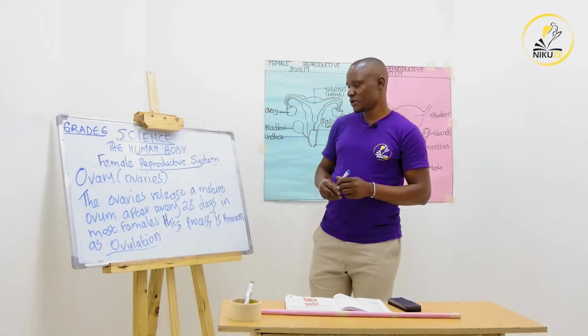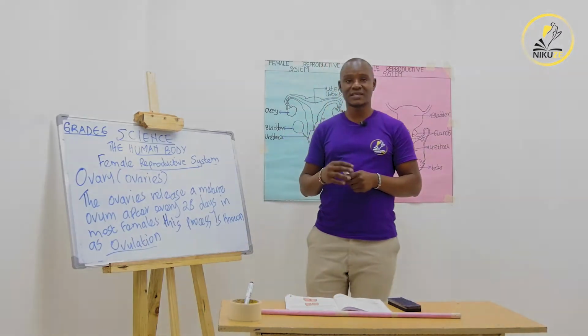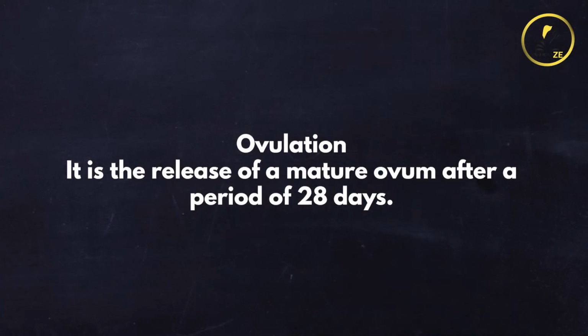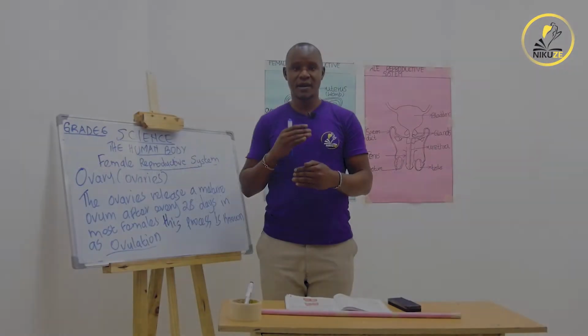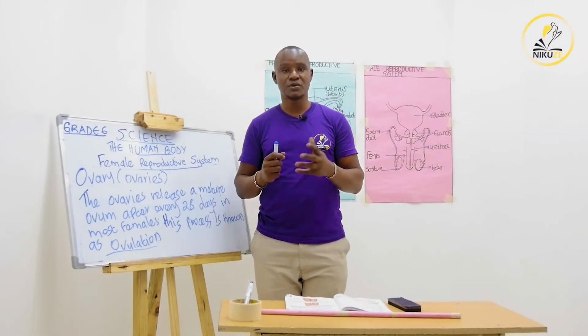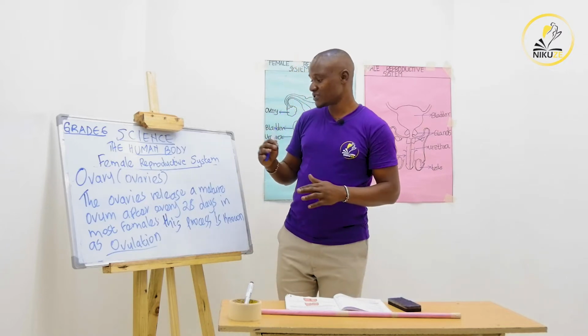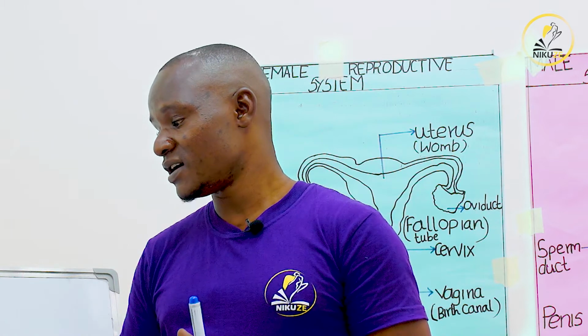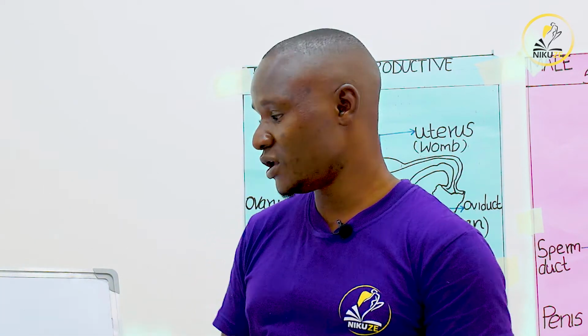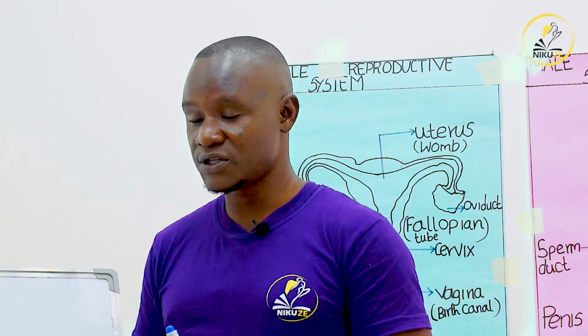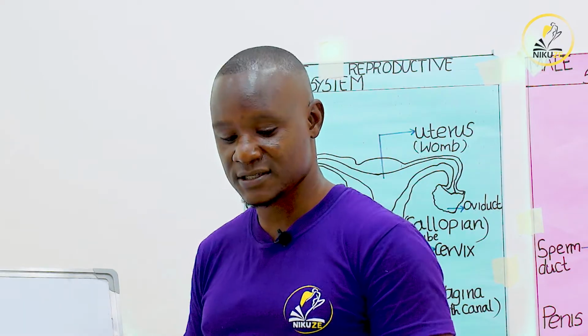Ovulation. If you ask what is ovulation, you have to know that it is the release of a mature ovum after a period of 28 days. This normally happens after every 28 days, so it means that every month you have to undergo menstrual flow. That is when you reach maturity, the transformation from the child to puberty stage, whereby you start experiencing some of the things that you may not have been undergoing in your childhood. So when you start seeing this transformation, you have to know that you've moved to the next level. That is, you are becoming an adult.